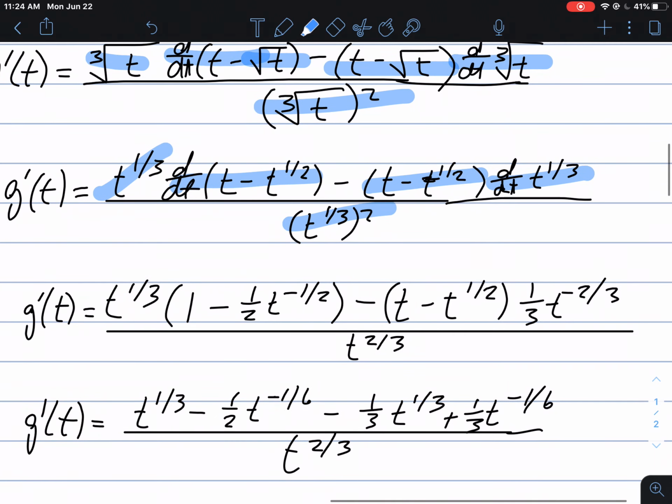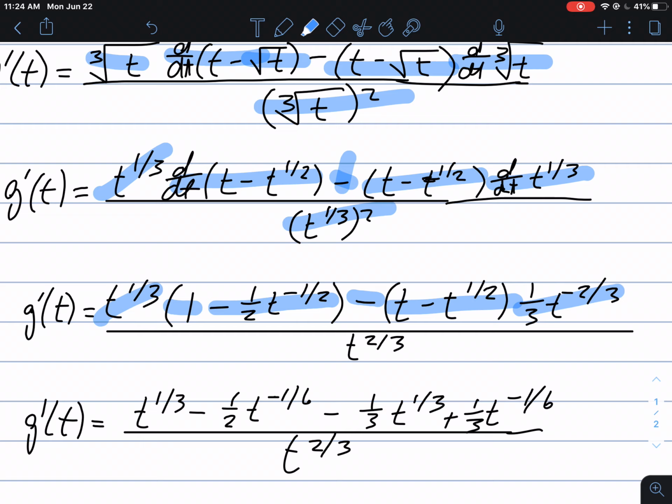Now we're going to go in and find each of those derivatives. So there's our t to the 1/3. Here's the derivative of t, which is 1, minus the derivative of t to the 1/2, which, I'm just playing with the exponents here, so I'm not bothered with the radical part, 1/2 t to the negative 1/2. Minus, that big minus sitting in the middle right there. t minus t to the 1/2 times the derivative of t to the 1/3, which is 1/3 t to the negative 2/3. I multiply by 1/3, subtract 1.